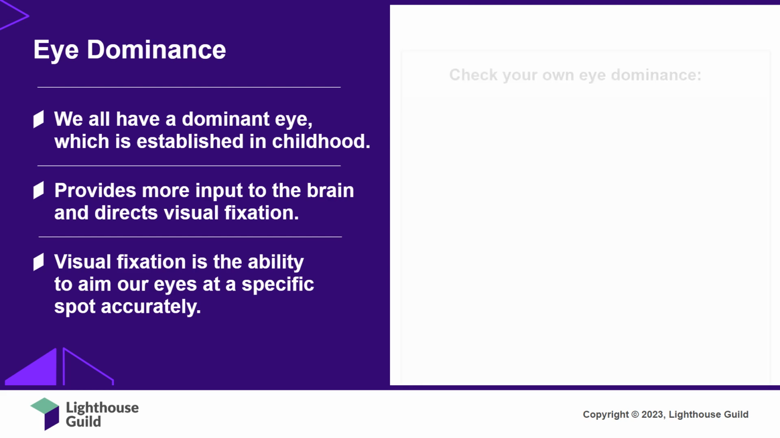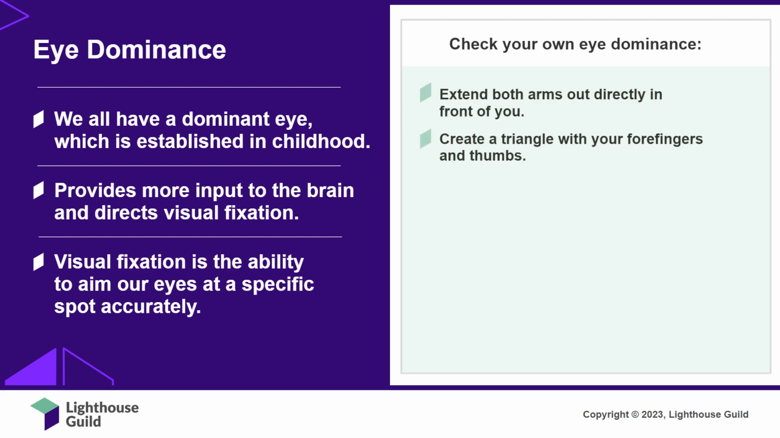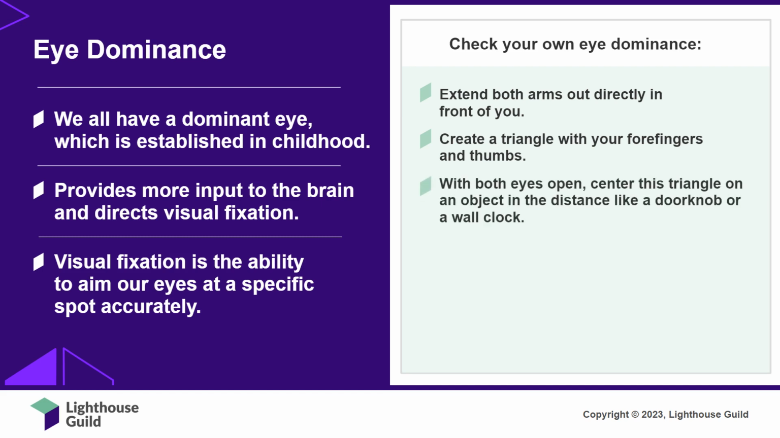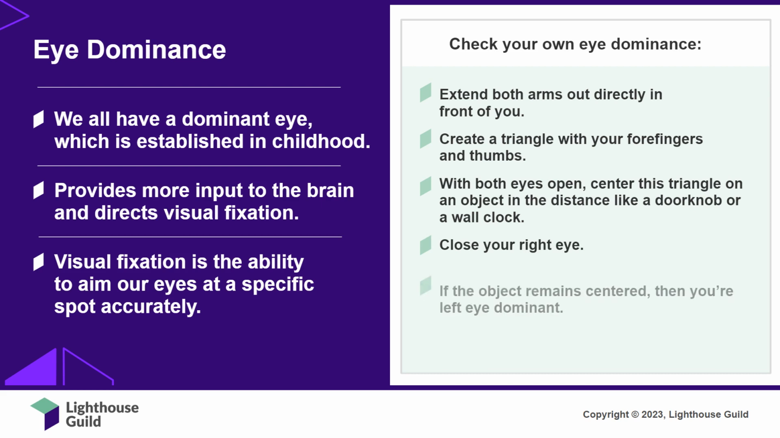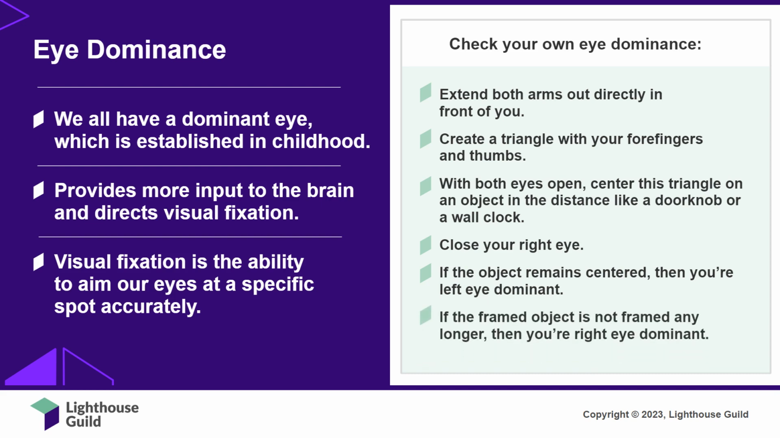There is an easy way to check your own eye dominance. Extend both of your arms out directly in front of you. Create a triangle with your forefingers and thumbs. With both eyes open, center this triangle on an object in the distance like a doorknob or a wall clock. Close your right eye. If the object remains centered, then your left eye, the eye that is open, is your dominant eye. If the framed object is not framed any longer, then your right eye is dominant.